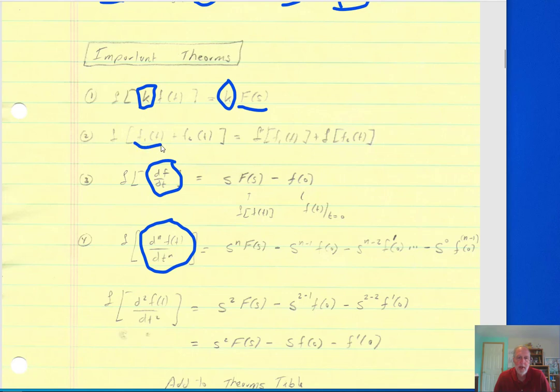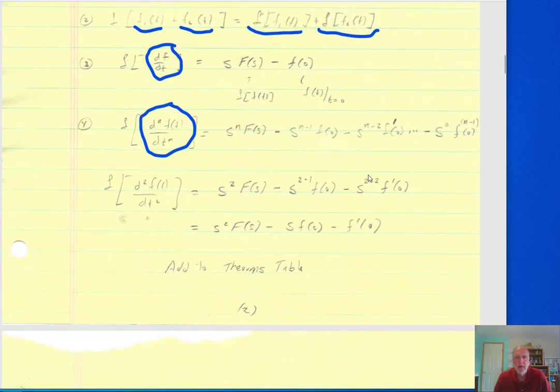If you have two functions added together, think of the integration definition. You can split the integral into two parts, so you just end up with the Laplace of the first function plus the Laplace of the second function. All right, the derivative requires a little more work. We're not going to prove it, but you can look it up in any standard book.